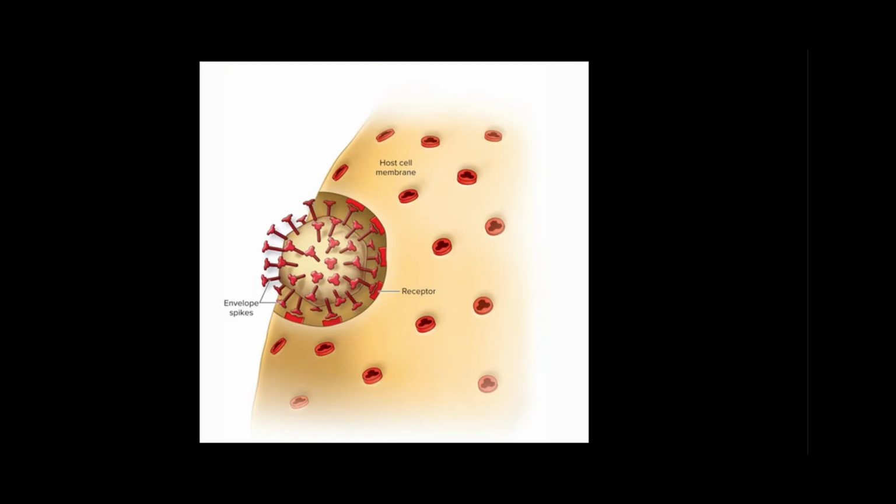When a virus absorbs itself into a host cell, its spikes will attach themselves to specific receptors in the cell's membrane, like shown in this picture. Here are the receptors, and here are the envelope spikes. And as you can see, the envelope spikes are attaching themselves to certain receptors in the host cell membrane.